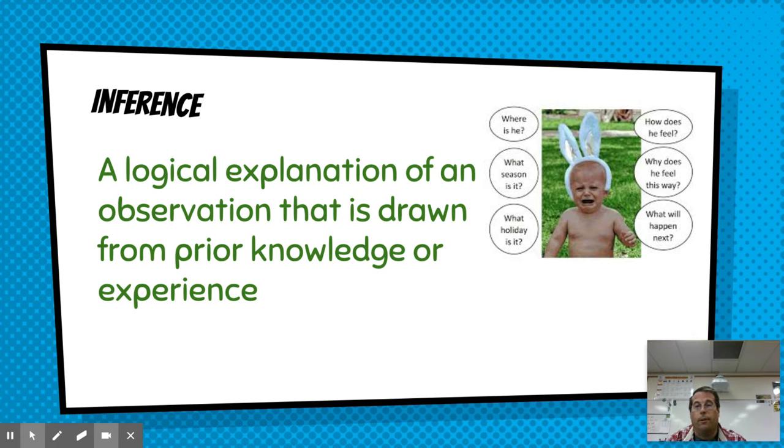I can make observations. He looks to be outside. He's got rabbit ears on his head, and he seems to have a weird expression on his face. But beyond that, I cannot prove a thing. Everything else is just an inference.